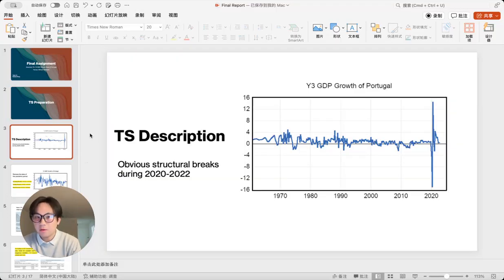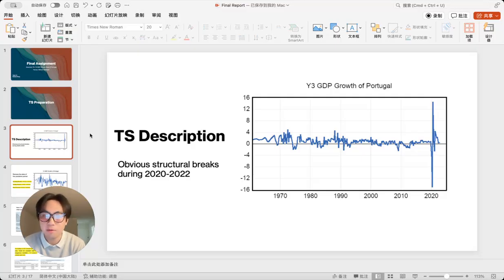And here's the plot of Y3. We can see that Portugal's GDP growth is generally stable and fluctuates within a narrow range with only moderate recessions over the decades. But the series shows an extreme disruption around 2020, when GDP collapsed sharply and then rebounded just as dramatically due to the COVID-19 shock.